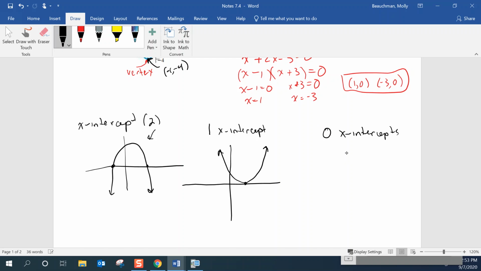If your graph doesn't touch the x-axis at all, since it has a point, a minimum or a maximum, a turning point, this graph doesn't touch the x-axis at all, so it would have no x-intercepts. It would have no real solutions. It would be the square root of a negative number. Okay, so that's what can possibly happen when you're finding x-intercepts, and how that's related to solving quadratic equations.